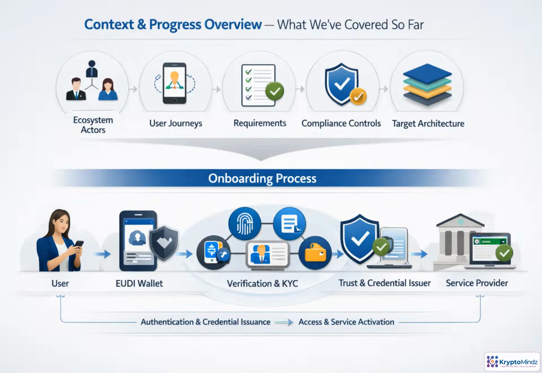Up to this point, we've been building the scaffolding for an eIDAS 2.0 onboarding solution. We started with the ecosystem actors and wallet journeys, then defined the business scenario and requirements that drive the design. From there, we layered on regulatory expectations and turned them into concrete controls, and most recently, assembled those pieces into a target component architecture. In this module, we'll bring that architecture to life as a concrete, end-to-end onboarding flow.